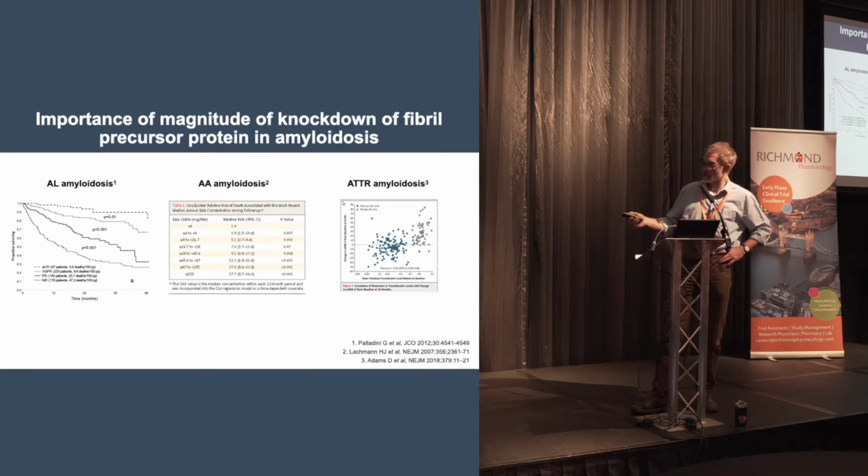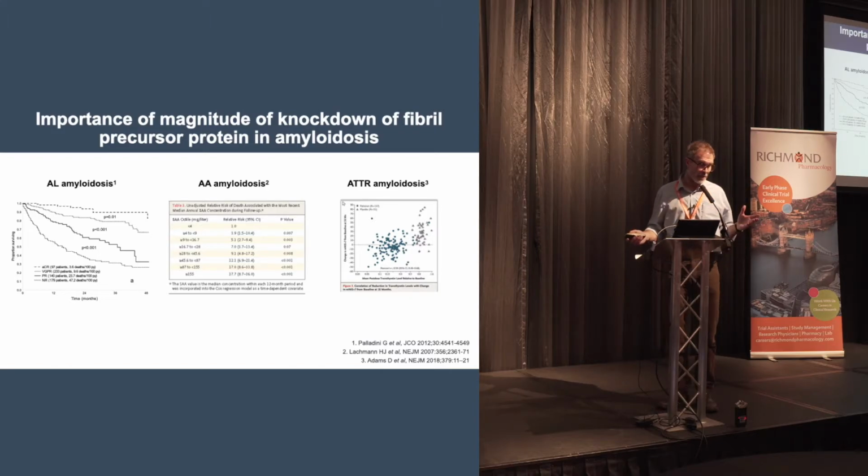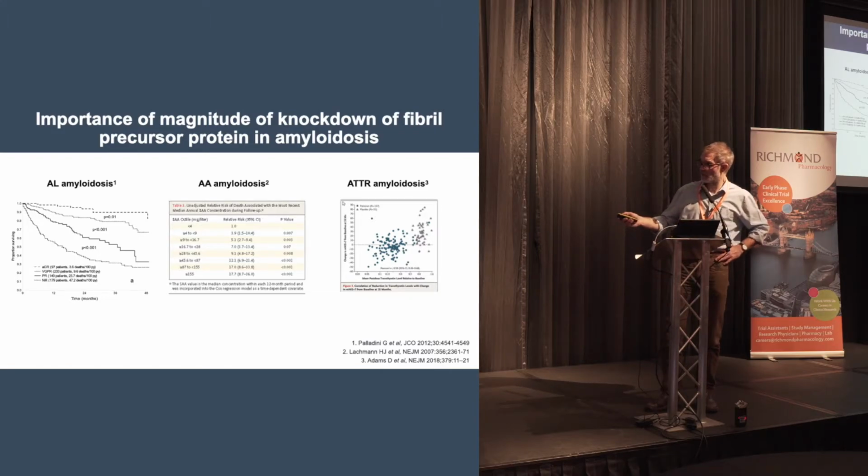And what's notable here is that even the normal concentration is less than 4 milligrams per liter. And the relative risk of death between less than 4 and 10, which is still a pretty low level of SAA, albeit not quite normal, is nearly 4 times. So evidence that the more you knock it down, the better you do. And you can see that across the spectrum.